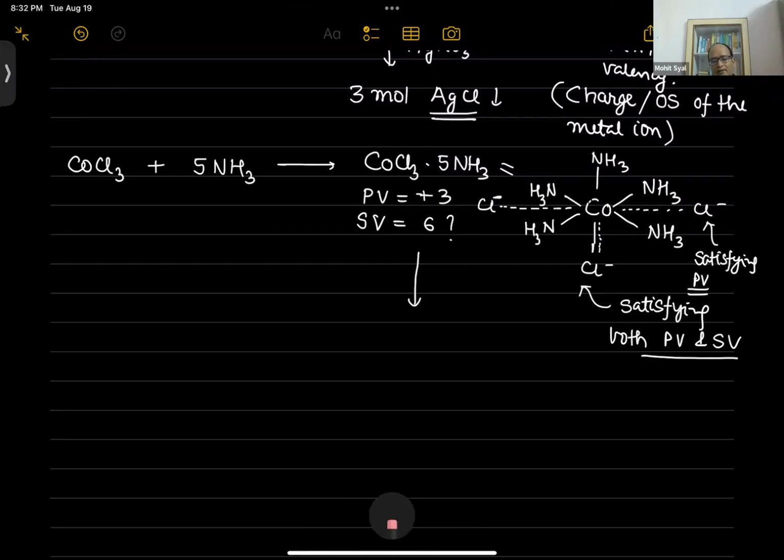How many ions will get dissociated? 2 ions. This whole thing will get dissociated, cobalt. And how many? Yes, 2 Cl minus ions only will come. Why not 3? Why not all the 3 Cl minus ions will come out?